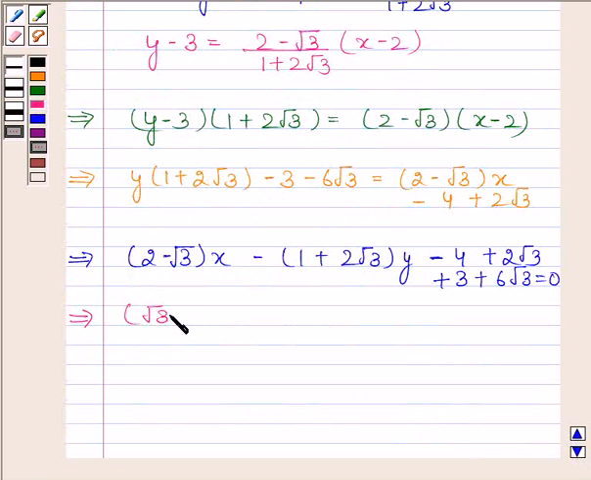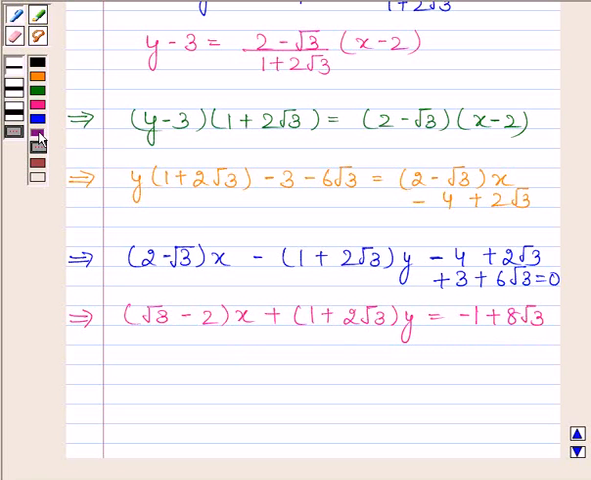And this implies (root 3 minus 2) into x plus (1 plus 2 root 3) into y is equal to minus 1 plus 8 root 3. So the required equation of the other line is (root 3 minus 2) into x plus (1 plus 2 root 3) into y is equal to minus 1 plus 8 root 3.